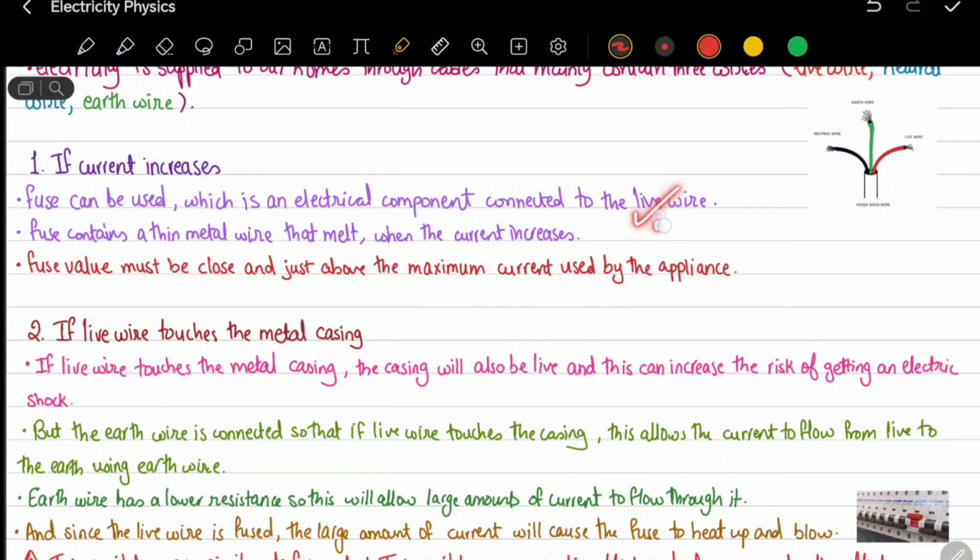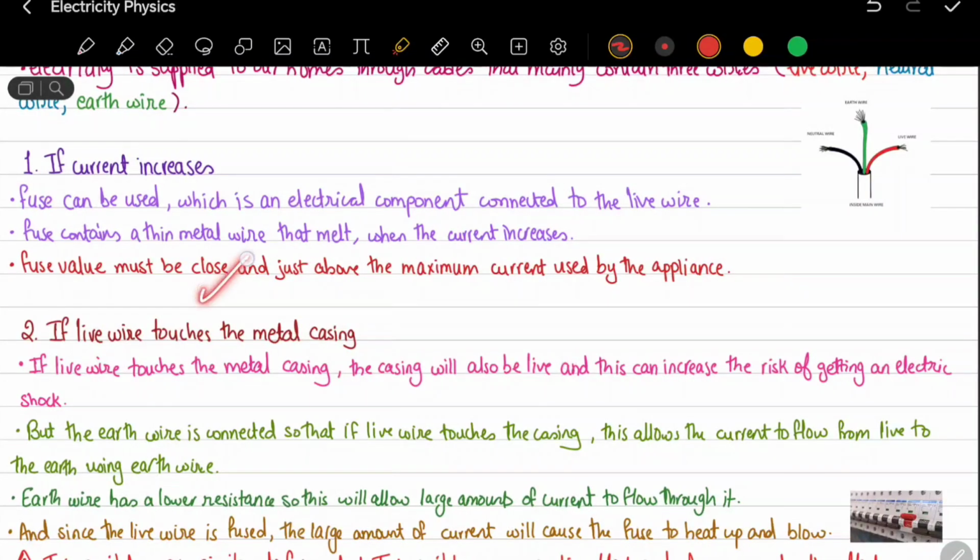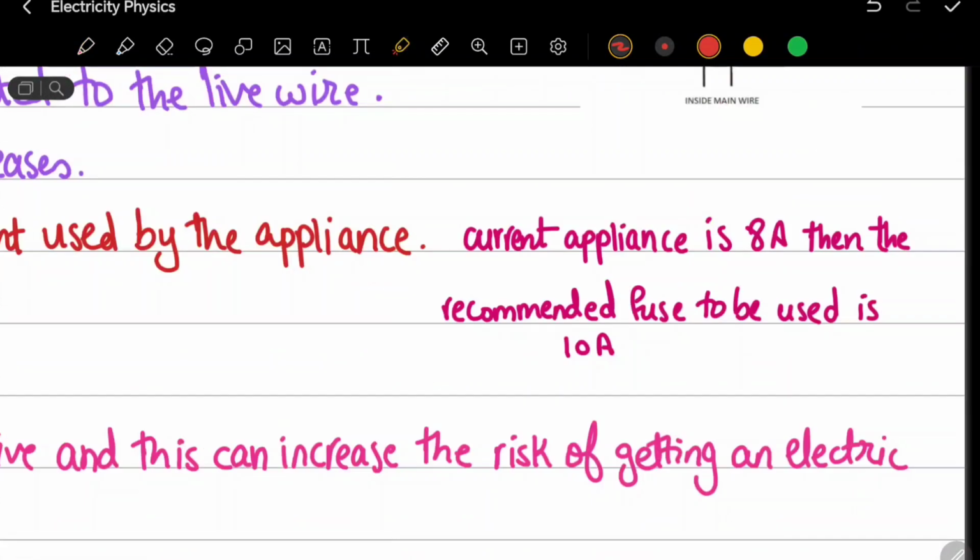The fuse actually consists of a thin metal wire, mainly made up of tin, that melts when the current increases. The fuse value must be close to and just above the maximum current used by the appliance. If the current of the appliance is 8 amps, then the recommended fuse to be used would be 10 amps or 9 amps.